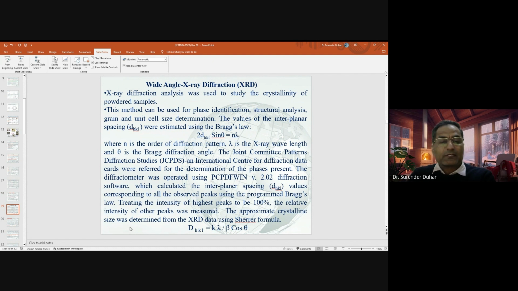The approximate crystalline size was determined from the XRD data using the Scherrer formula, D is equal to 0.9 lambda upon beta cos theta. The physical significance of this formula is: beta is the full width at half maximum, theta is Bragg's angle, lambda is the wavelength of electromagnetic radiation, the value of K is 0.9, and D is the diameter of your particles.